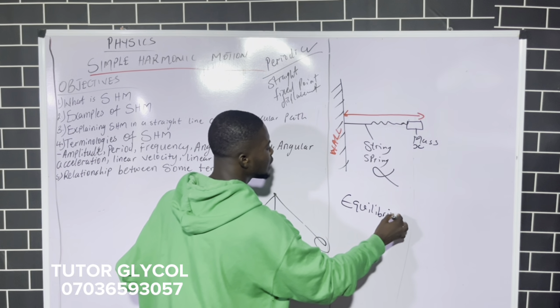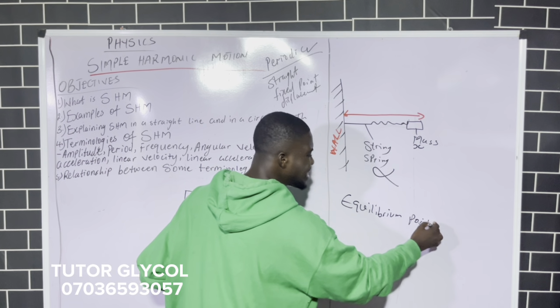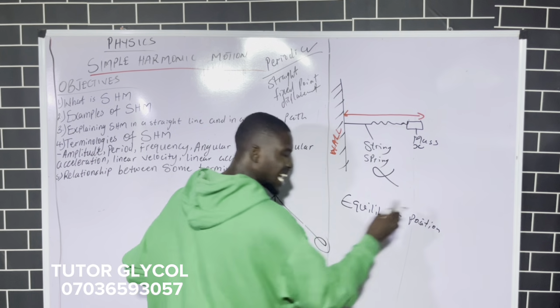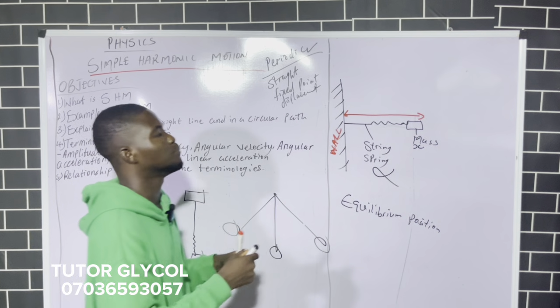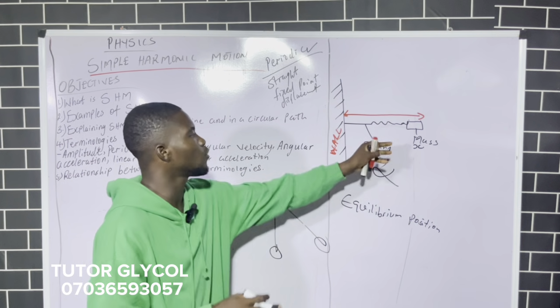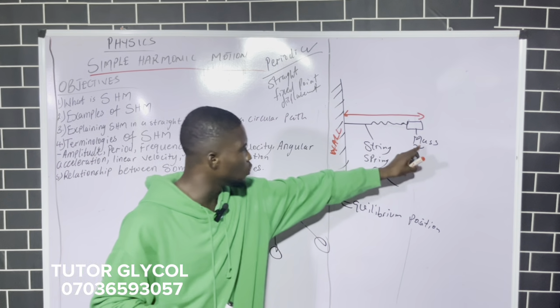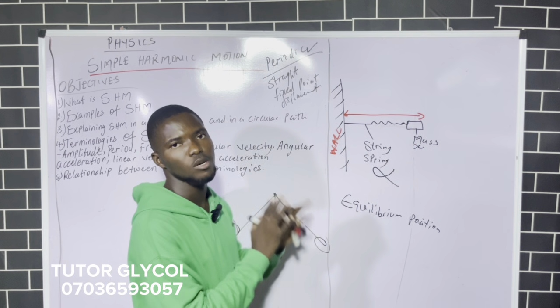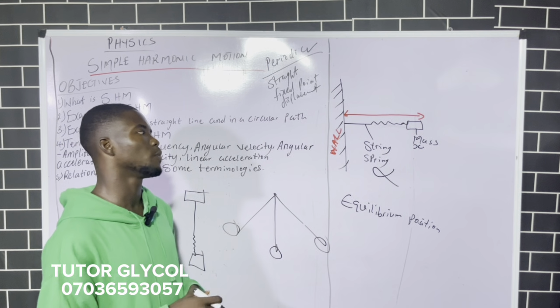Equilibrium position means the position in which your object is and it has not started moving. That is its balanced point, the point where it is balanced. So it is not moving, there is no force acting on it yet. So this is the equilibrium position. This point where this mass is the equilibrium position. Now let's take note of something.